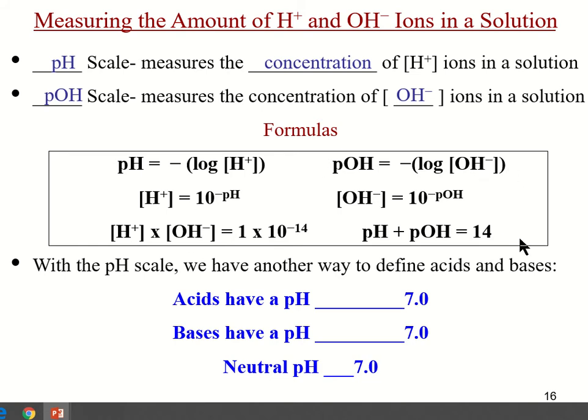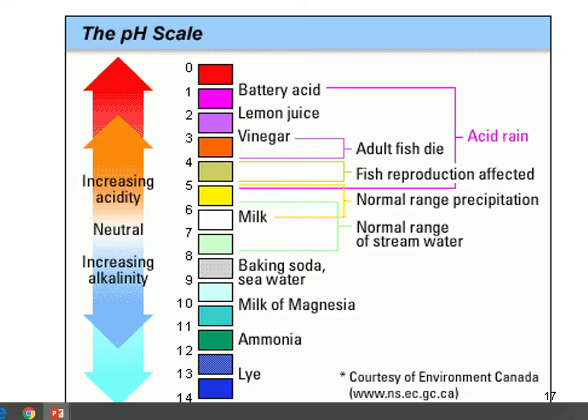The pH scale was invented to make the numbers easier. So we know that pH plus pOH is 14, and that's why we have a scale of 14 set up. Acids have a pH below 7. Bases have a pH above 7. And neutral pH is equal to 7. Again, these formulas are given on the other sheet, and they'll be used to do some of the problems later.